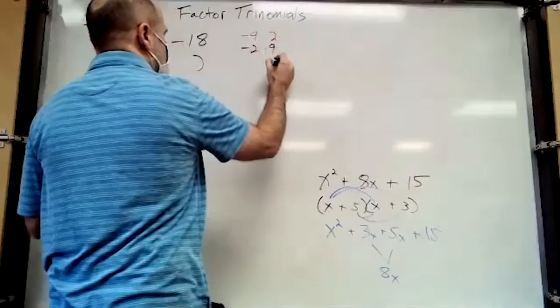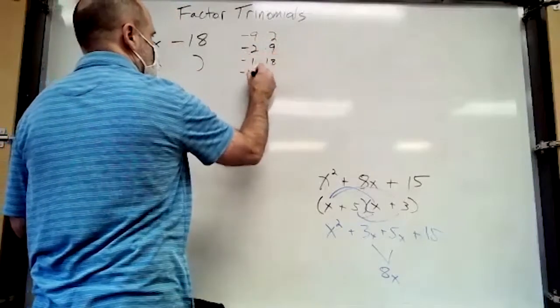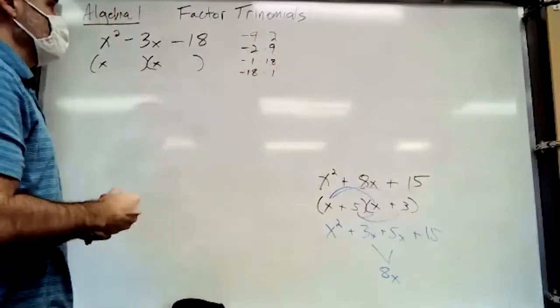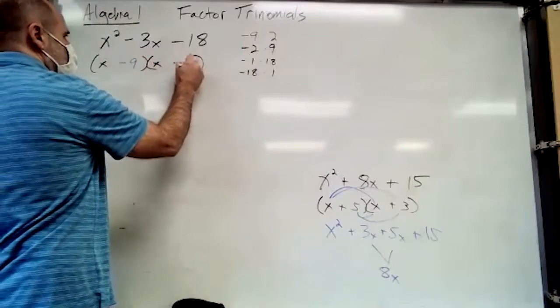Negative 2 times 9. Yep, good. Or you can do negative 1 times 18, and then negative 18 times 1. Okay, good. So we could start trying these. We could start plugging them in. Let's do negative 9 and 2.